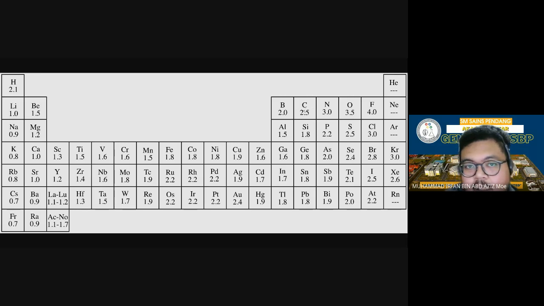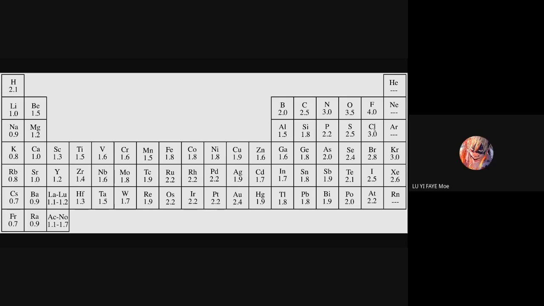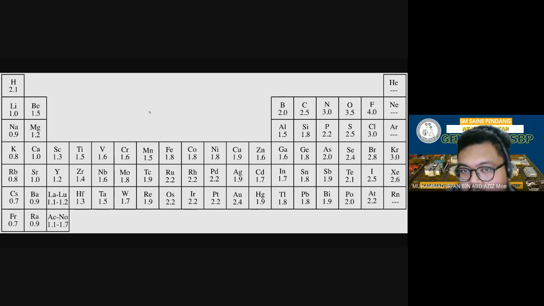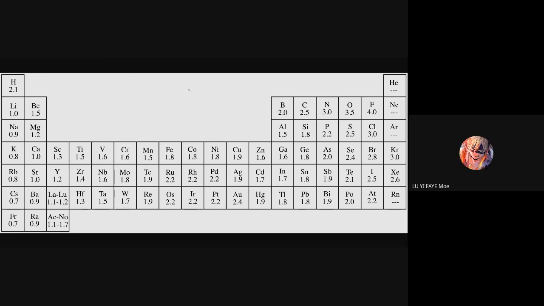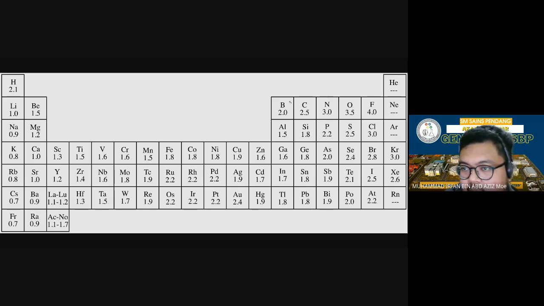So C ni adalah more electropositive than Cl. So C tu akan berada di tengah, C will be at the center, and then Cl tu akan berada di luar dia lah. Okay. So this is actually how to determine the structure for covalent compound. Kita tengok dia punya Pauling scale ni.